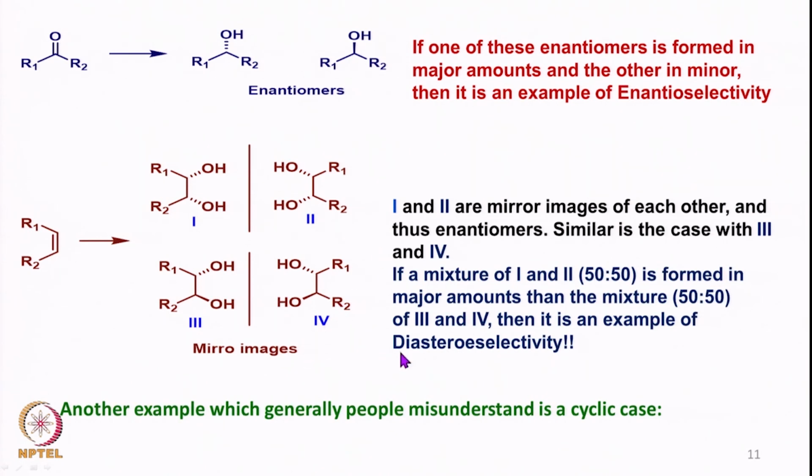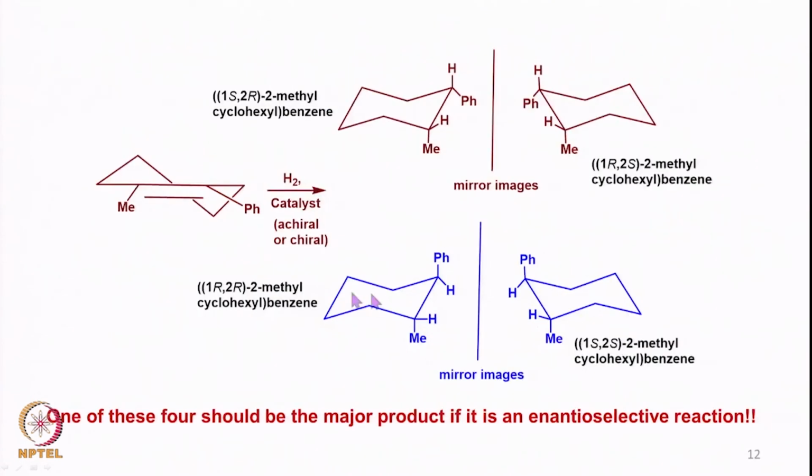That means these are formed in major amount and this is formed in minor amount, which is an example of diastereoselectivity. In a similar fashion, if we do the hydrogenation of this double bond, then we can get these 4 types of molecules, again cis or trans hydrogenation. If one of these 4 is formed as a major product, then of course we will call that an enantioselective reaction and also a diastereoselective reaction.